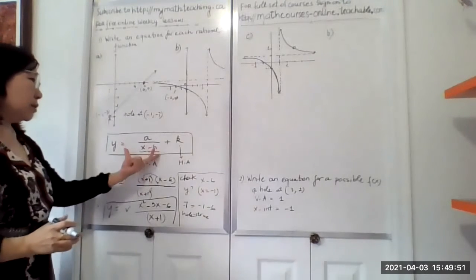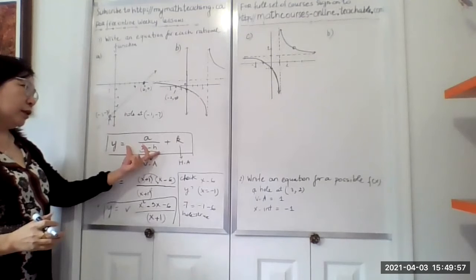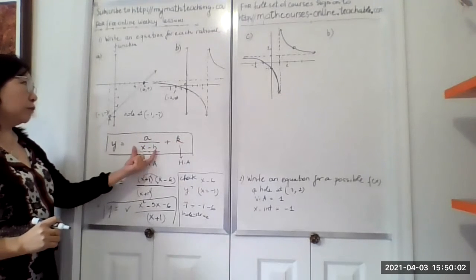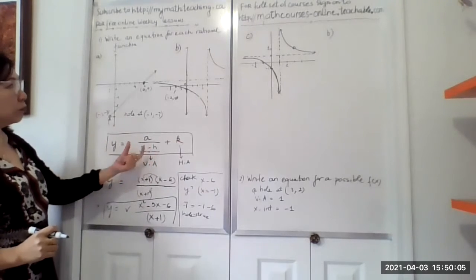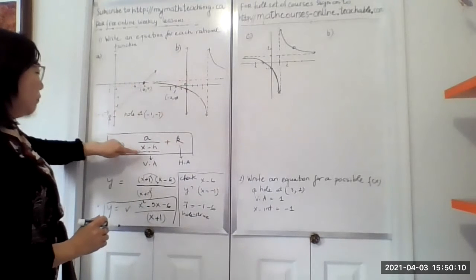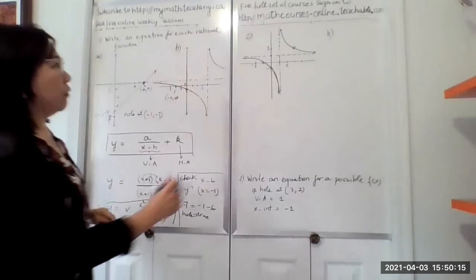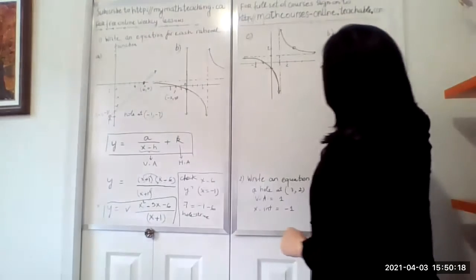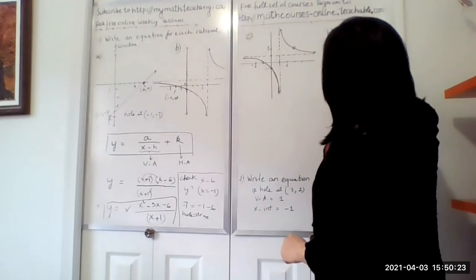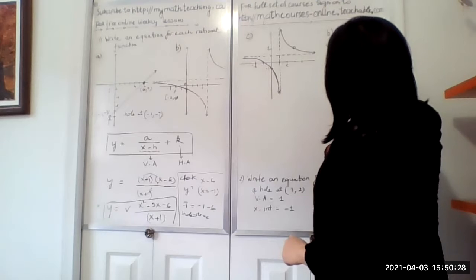So maybe we can use this form. We can take advantage of this transformation and its information because we know the value of k, the horizontal asymptote here, which is the k, and we know the vertical asymptote here, which is this line. So let's try this form. So for B, I'm going to establish the equation y equals a over x minus h plus k.